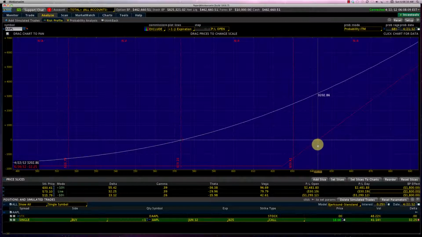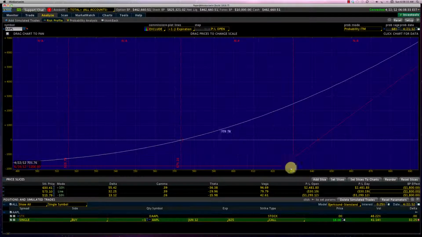to be at 643. On the day of expiry, if you look at the red line, that will tell you how much profits or losses you'll have. But between now and that time, we look at the white line, and the white line tells us what kind of a profit or loss we'll have.